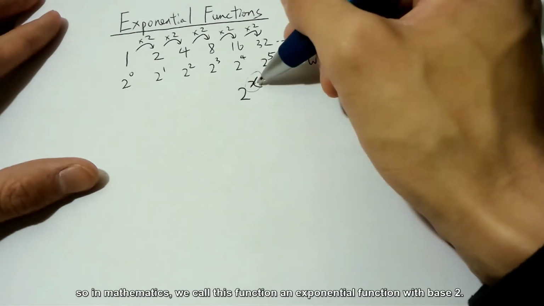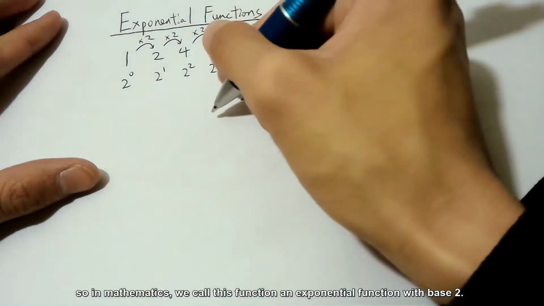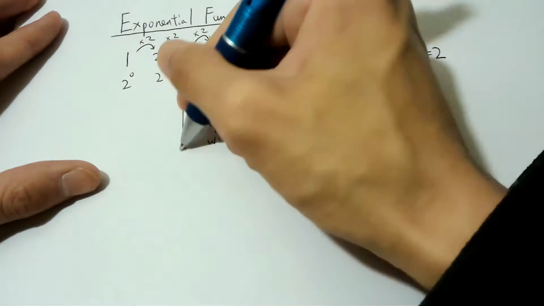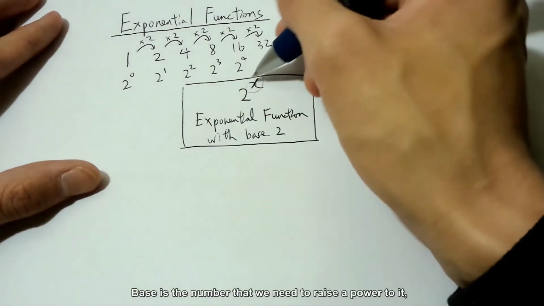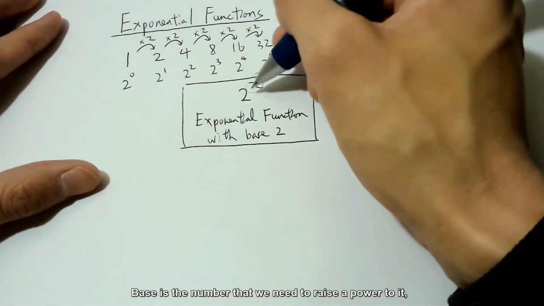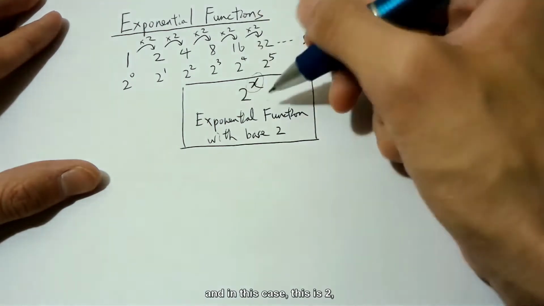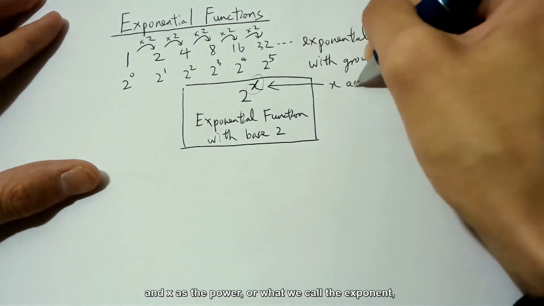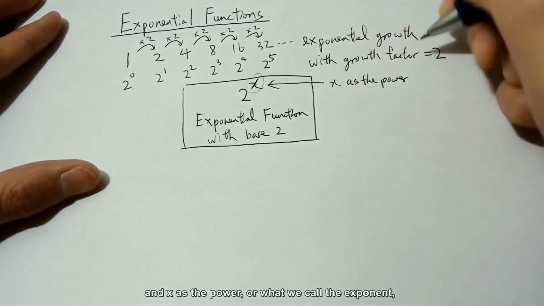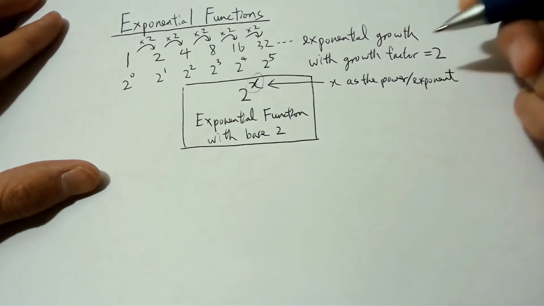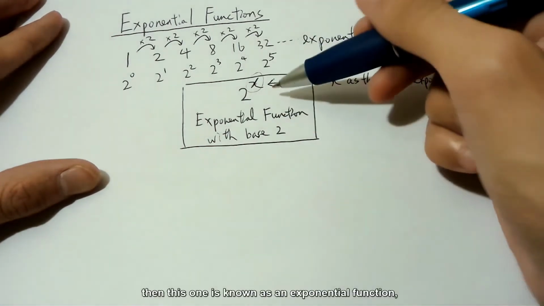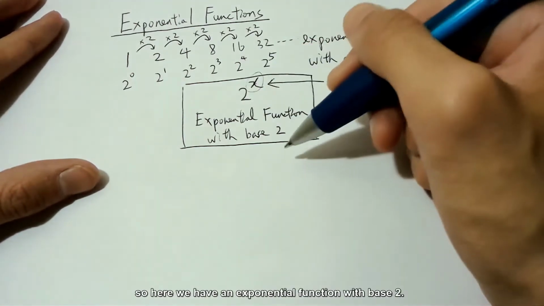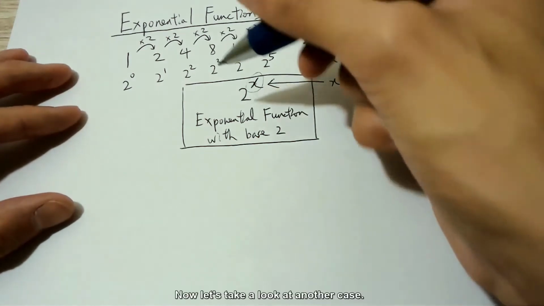So in mathematics, we call this function an exponential function with base 2. Base is the number that we need to raise a power to, and in this case, this is 2. So when you have a function with a constant base, and x as the power, or what we call the exponent, then this one is known as an exponential function. So here we have an exponential function with base 2. Now let's take a look at another case.